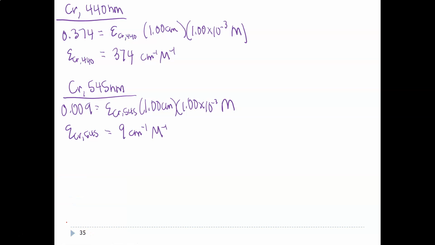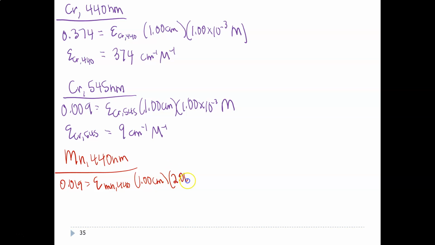Now I'm going to change it for the manganese. So for manganese at 440, the absorbance we were given was 0.019. Manganese at 440, 1.00 centimeters. And then the molarity of the potassium permanganate was given to us as 2.00 times 10 to the negative fourth. So the extinction coefficient of manganese at 440 nanometers, when I did this math, I got 95. Inverse centimeters, inverse molarity. So what I'm going to do, I ran out of space there.